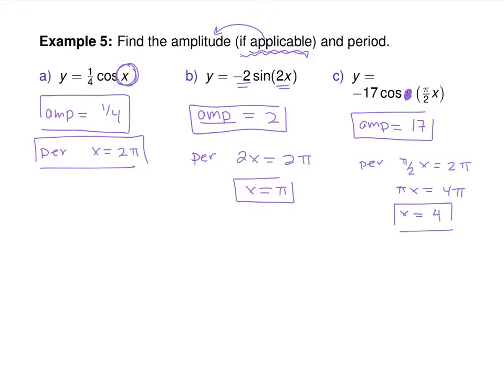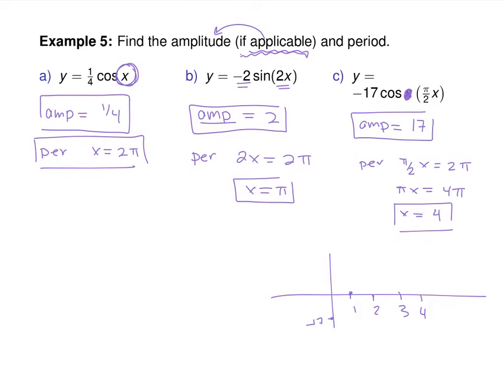Oh, no, I mean on the graph. Yeah, we're gonna graph one of them. Yep, so if you were gonna graph one of them, at 4 would be when one of your cycles ended. And halfway would be 2 and there'd be 1 and 3. And since it was negative, it would start off at negative 17.